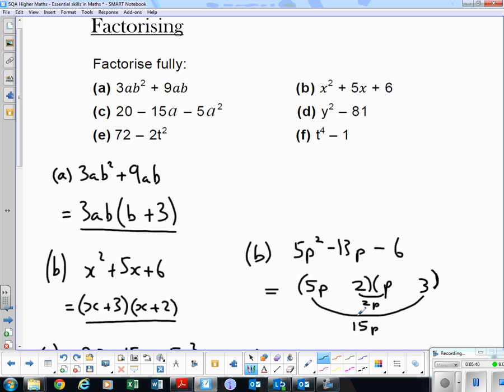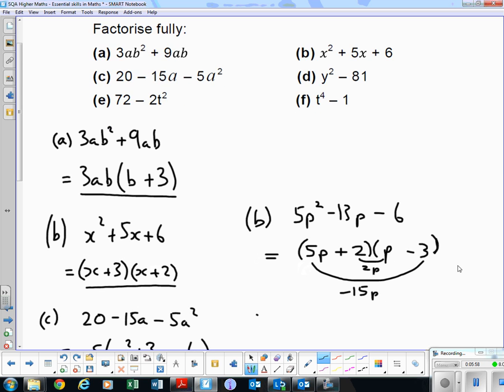So if I've got a 15 and a 2 and I want -13, it needs to be -15p. So that would come from 5p multiplied by -3. And 2p would come from +2 multiplied by p. Quick check, 2 times -3 is indeed -6. So that is factorising when we have a coefficient of greater than 1 for the squared term.